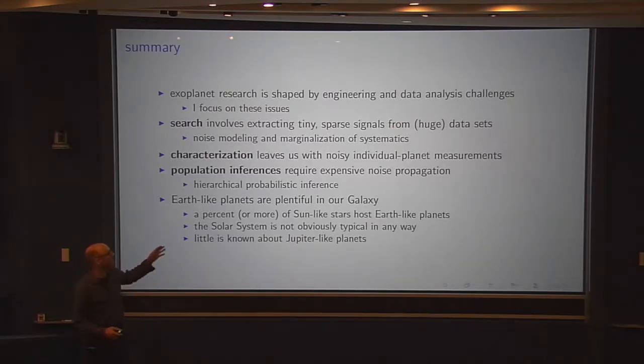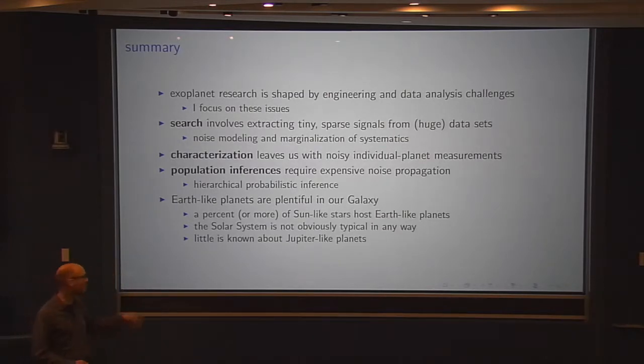So here are my conclusions, or my summary. I'm going to show you that exoplanets are very hard to find, so we have to do very good, very careful data analysis to find them. I'm going to talk about search, where we try to find planets. I'm going to show you how we find planets in a very, very fine data set that comes from a NASA satellite. I'm not really going to talk about characterization, but of course, once you find them, you have to understand what their physical properties are.